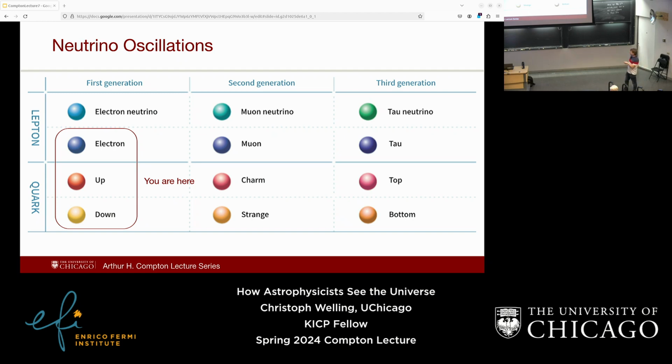And then you have your electron neutrino, but then there's a whole second and third generation of particles that are pretty much the same as these four, except they have different masses.